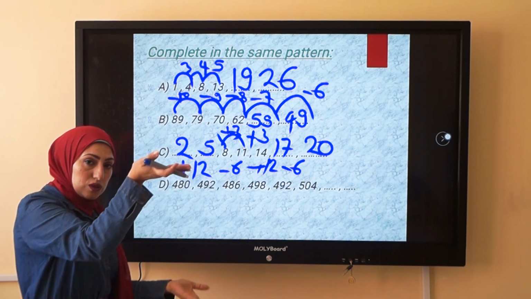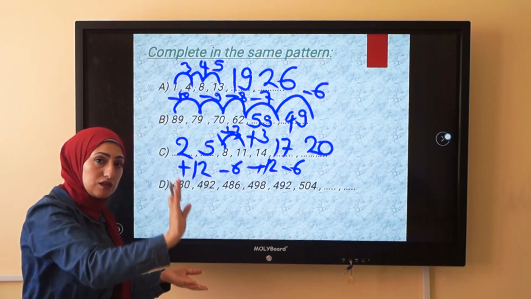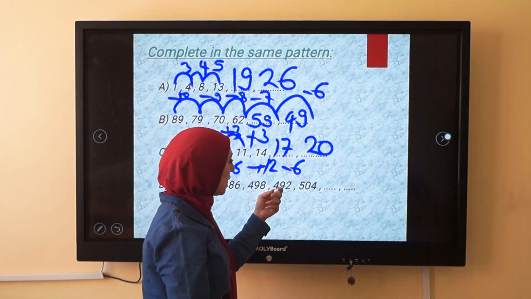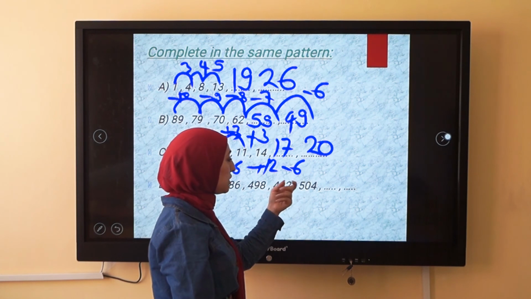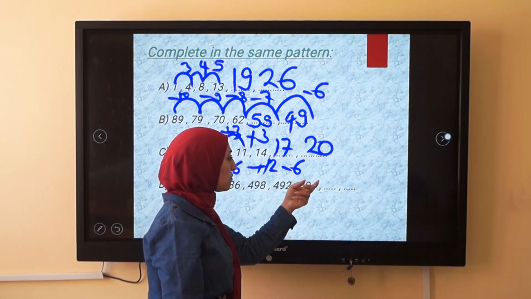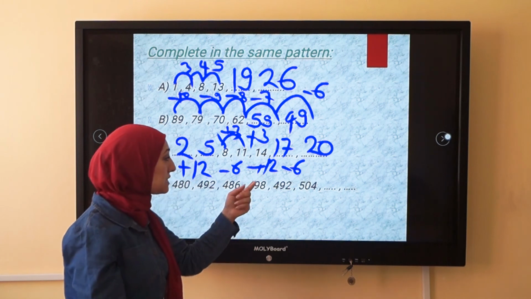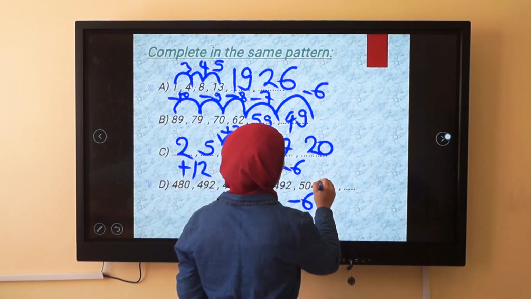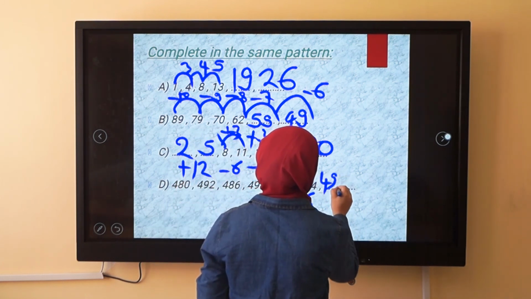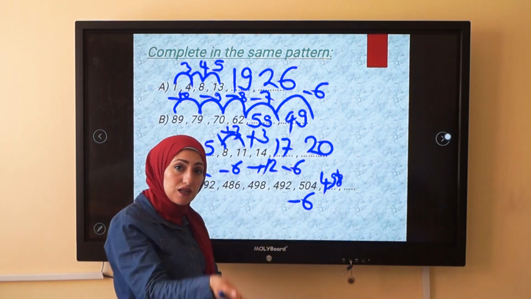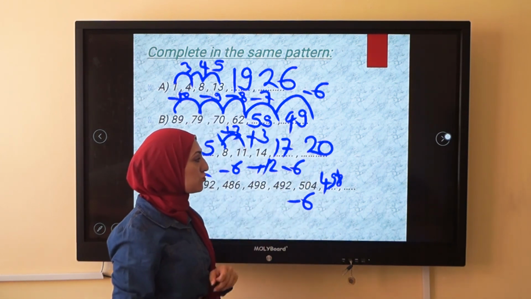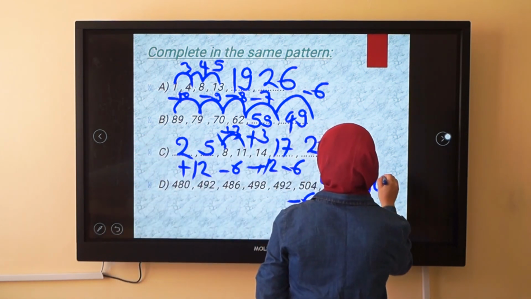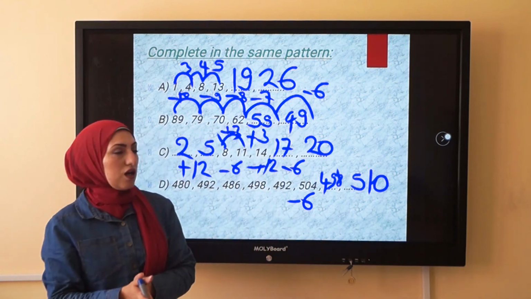Okay, first adding 12, then subtract 6. Add 12, then subtract 6. Here, again, adding 12 will give you 504. The next one I want to subtract 6. 500 minus 6 equals 494. Then adding 12, 494 plus 12 equals 506. We have finished our lesson.